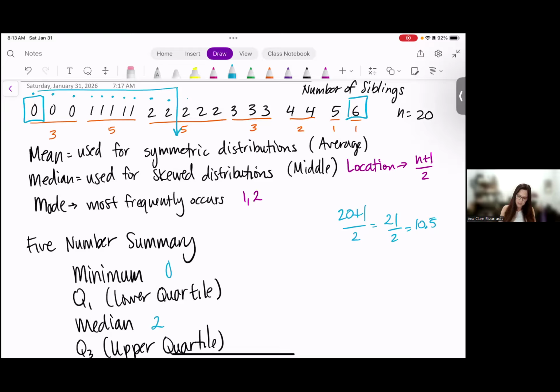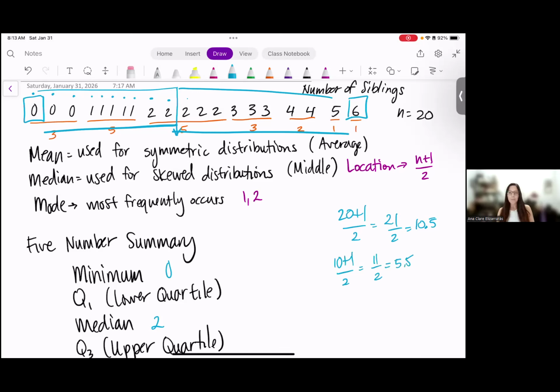And then that splits your data into the lower half and the upper half. And then I find the median of the lower half and the median of the upper half to find the quartiles. So if there's 10 numbers above and below, since there's 20 points, 10 and 10, and then I would do 10 plus 1 divided by 2, that's 11 over 2, which is 5.5. That means that the lower quartile is between the 5th and the 6th observation.